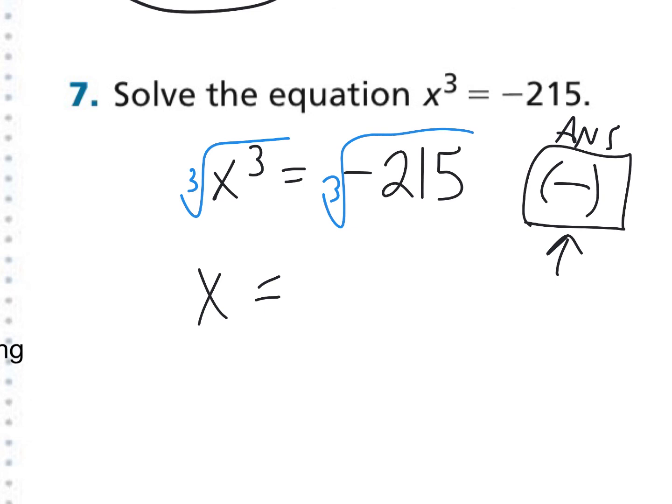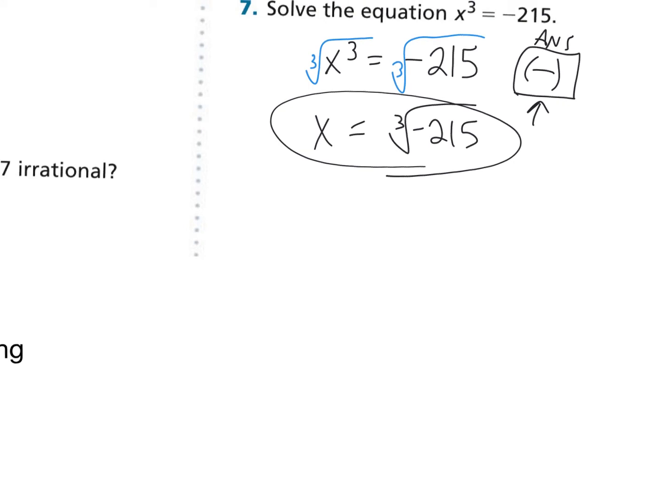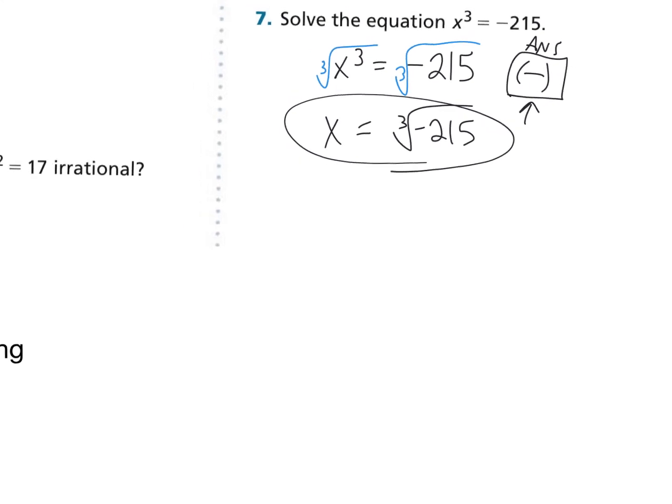So this doesn't come out evenly, and there's no story to it that we know really what's going on here. So we can actually just leave this as cube root of negative 215, okay? The answer would be negative, because negative times negative times negative equals a negative. But that would be it.